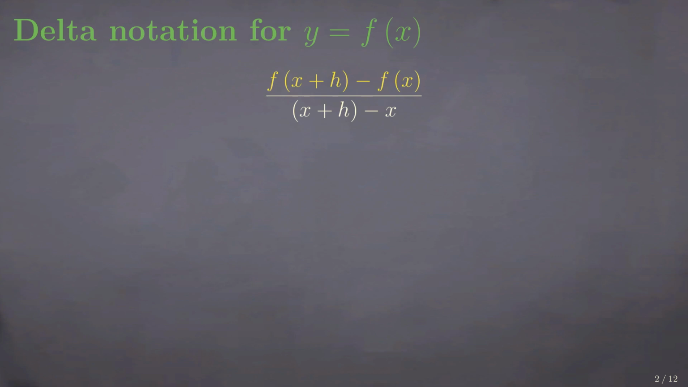Therefore, we only care about the difference of the variable and the difference of the corresponding values of the function. So in order to simplify the notation, let's denote the numerator, the difference between the corresponding values of the function f, by delta y, and by delta x we mean x plus h minus x, or h. Here delta is the Greek letter D. It stands for difference.